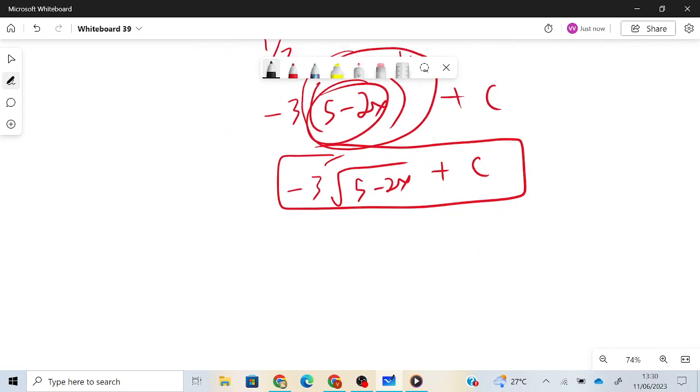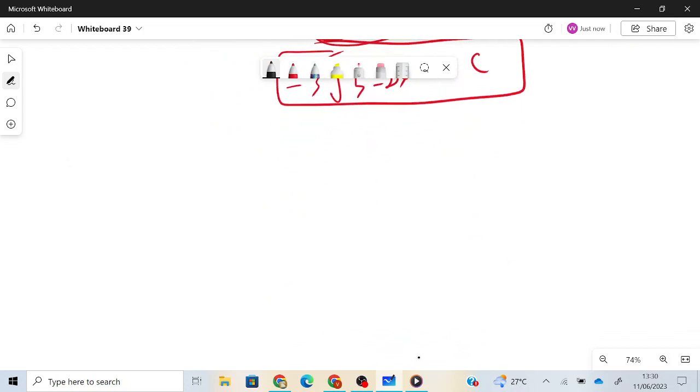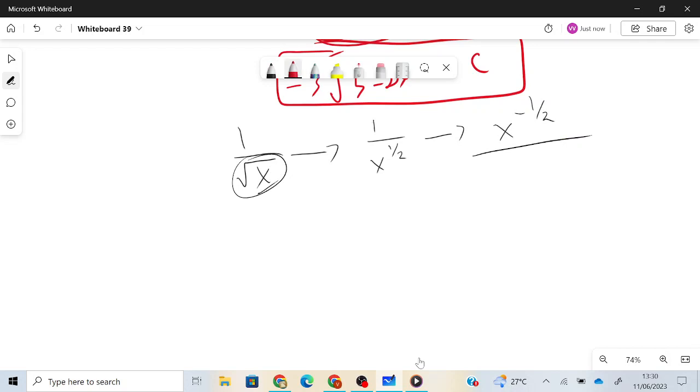Next example asks me to integrate 1 over root of x. Okay, interesting. So again, a bit of manipulation required here. We know this is the same as 1 over x to the power 1 over 2, because anything with the square root is simply what's inside to the power 1 over 2, and it's the same as x to the power minus 1 over 2. So this is what we're integrating. Integrating x to the power minus 1 over 2.